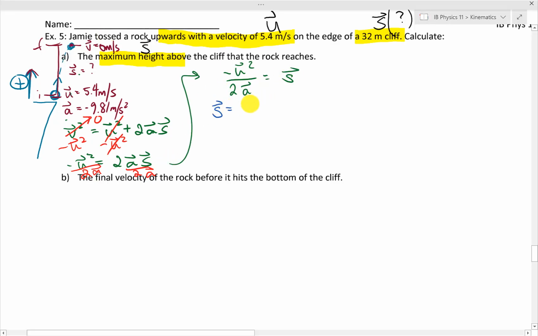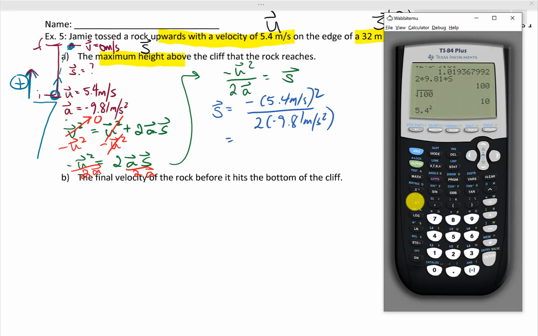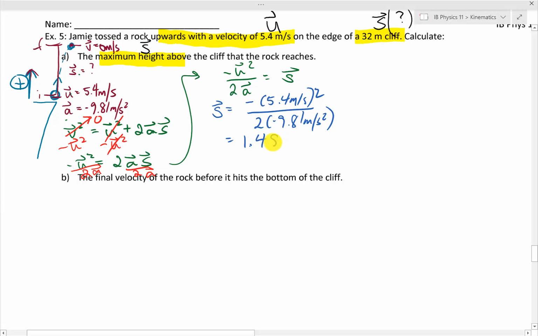Substituting our values in, we get negative, in brackets, 5.4 meters per second, squared, over 2 times negative 9.81 meters per second squared. Putting that in our calculator and knowing that the negatives do cancel out, top and bottom, we get 1.486, which rounds to 2 sig figs is 1.5 meters. In the upwards direction, we got as a positive value.